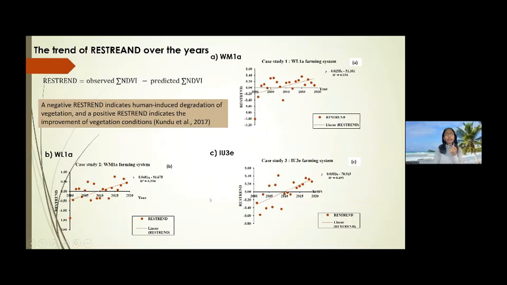In addition, we analyzed whether this is climate-induced land degradation or human-induced land degradation. For that, we used the residual trend indicator. It indicates whether it is human-induced land degradation, and we observed that all three farming systems show a positive trend that indicates improvement of the vegetation conditions. So we suggest that this land degradation is due to climate-related degradation.